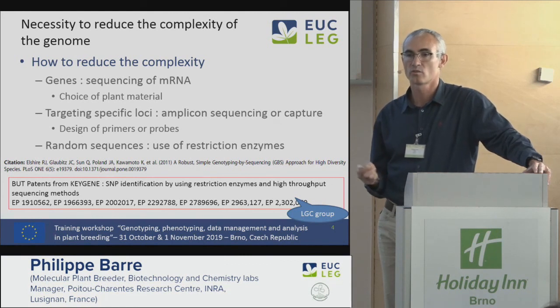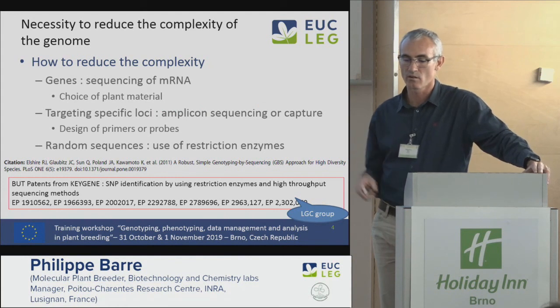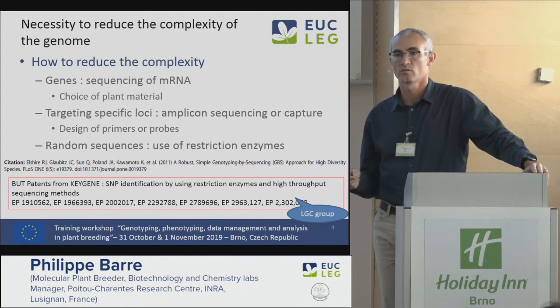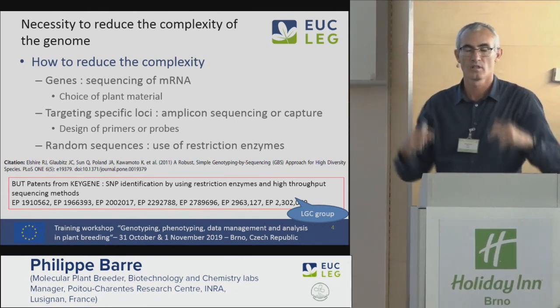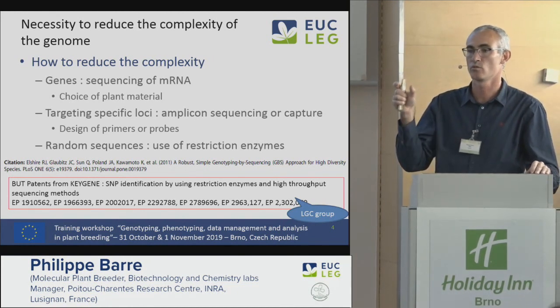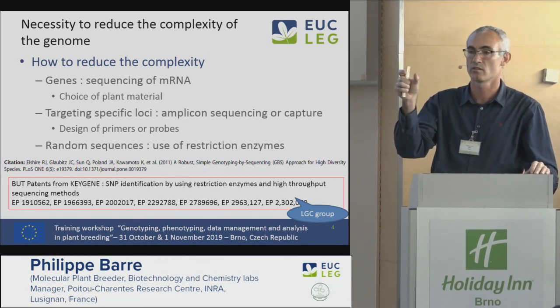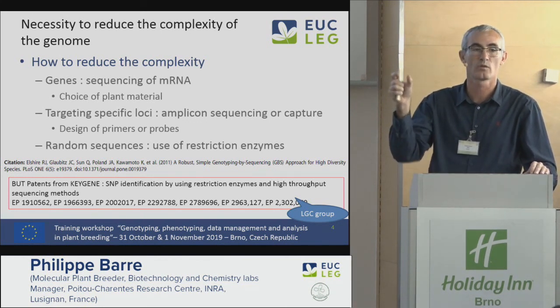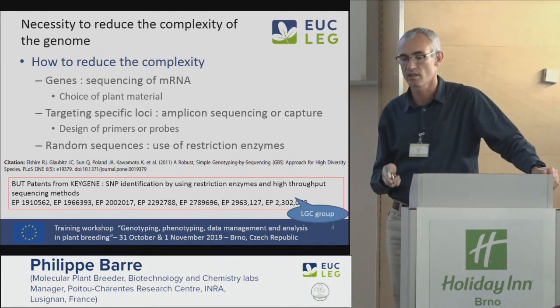Another way is to target some specific loci. And this can be done with amplicon sequencing or by capture. So by PCR, amplicon sequencing. And the other, capture: you have probes and you cut your DNA, and with probes you select the DNA you want to sequence, and with that you extract it and you do the sequencing.